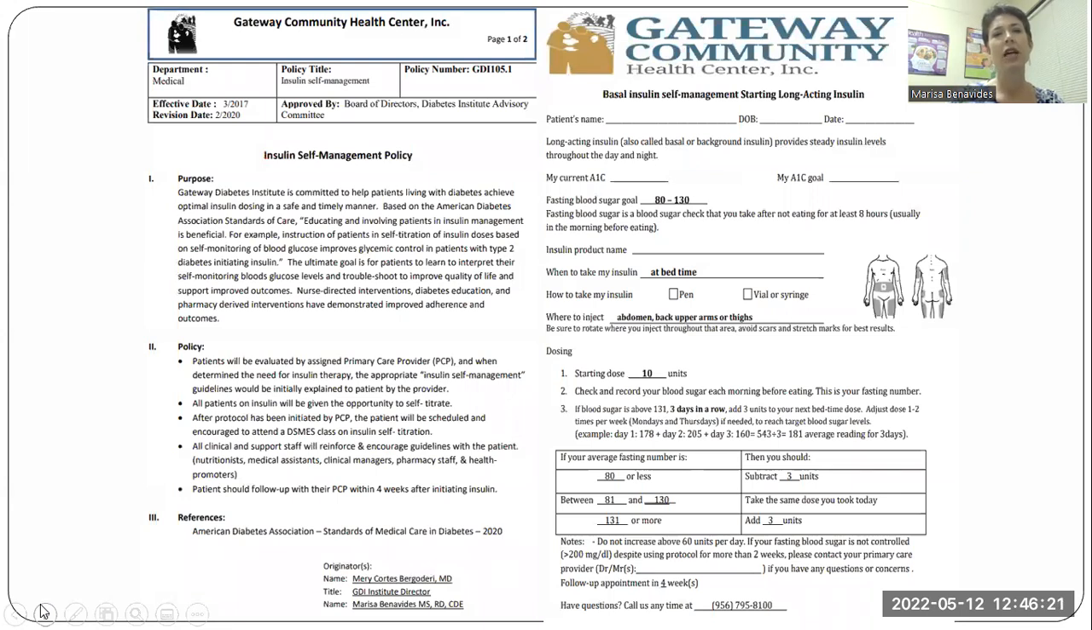So this is just an example of the policy that was implemented that, you know, we worked together with our medical team to put together so that we could help patients achieve their goals in a safe and timely way. And this is an example of our basal insulin titration protocol, excuse me. Next slide.